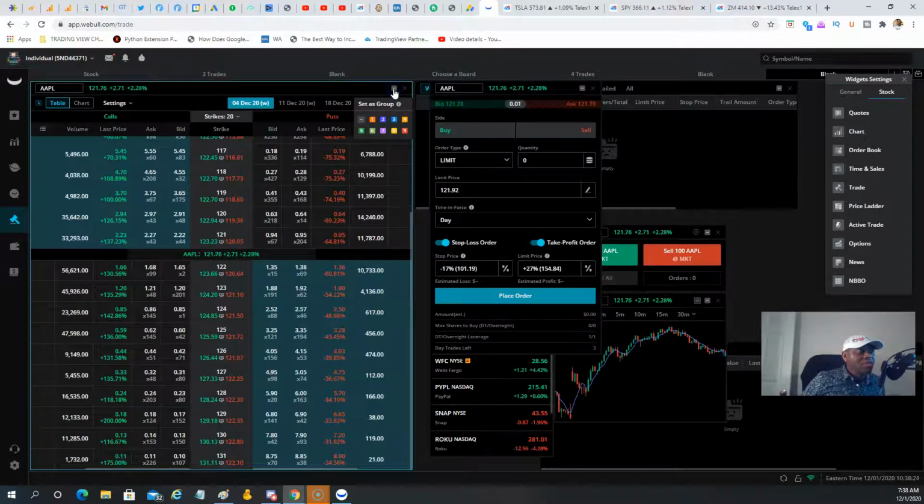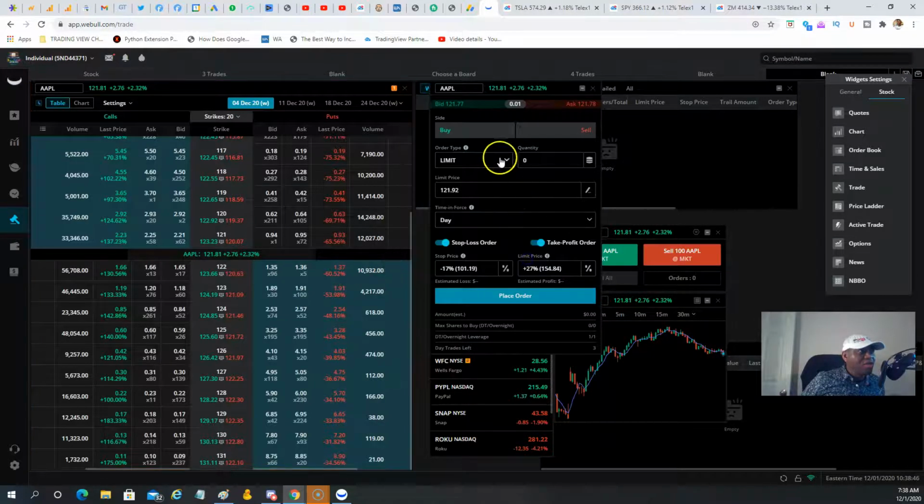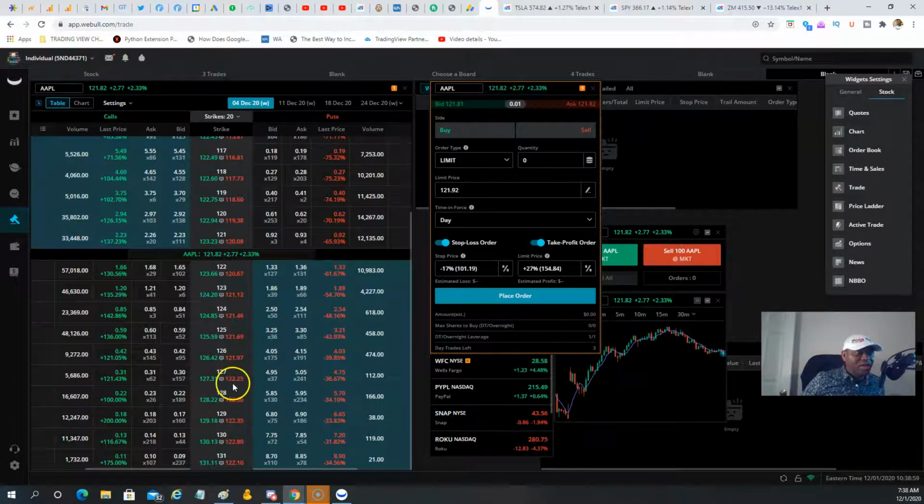Set as a group. Okay, so group 1, I'm guessing. So whatever group I want to pick in there, let's say I want this, set as a group and make sure the option widget is in the same group with the trade widgets. Okay, so set as a group, I'm gonna say group 1. Is that a trade widget? Okay, what will happen then? Let's just go here.